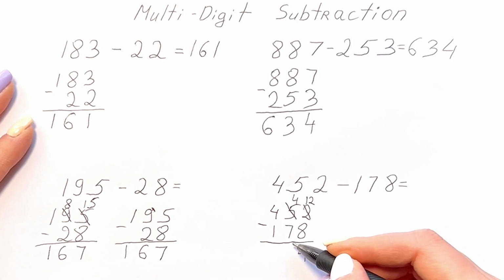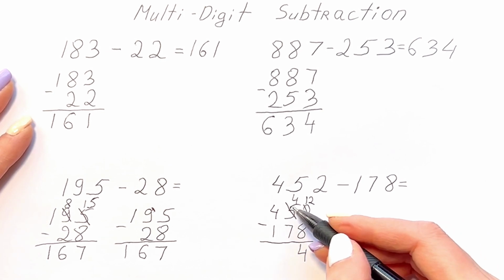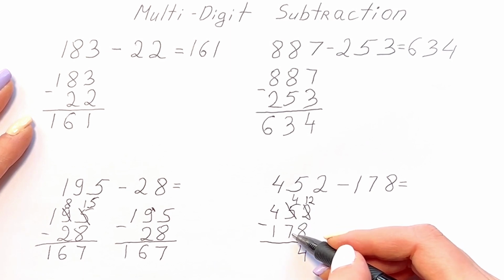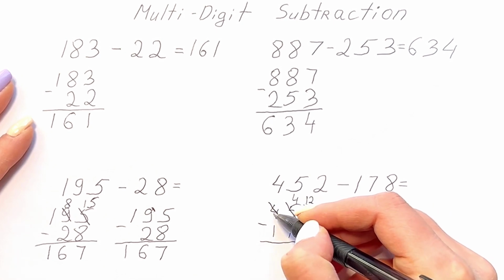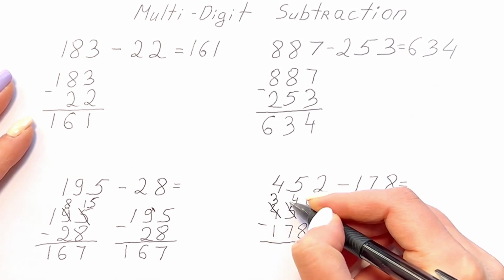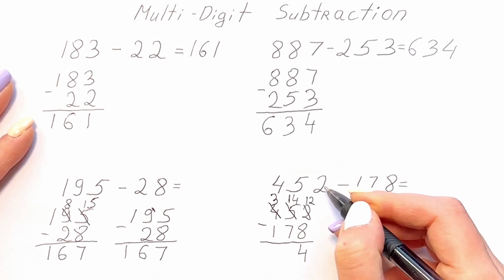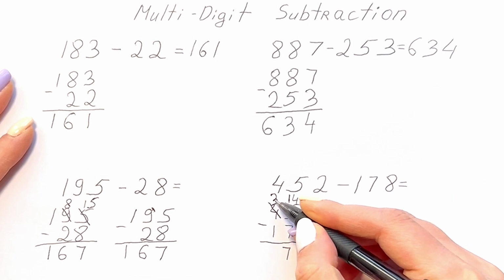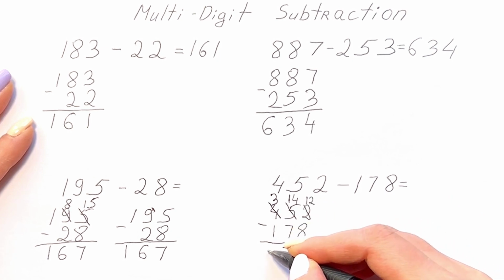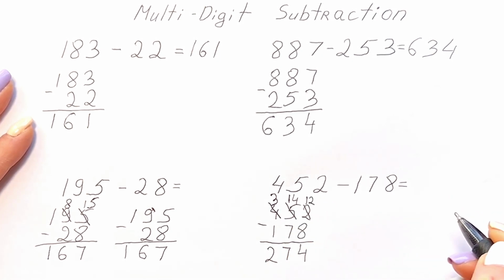I'll go to the next column, which is the tens place. 4 tens minus 7 tens, I can't do that. So the same way, I'm going to borrow from the next number. This is going to become 3. This is going to become 14 instead of 4. 14 minus 7 is 7. 3 minus 1 is 2. Let's try the second method.